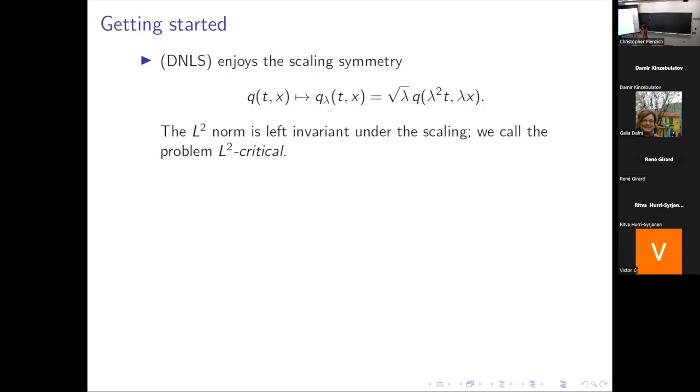Okay, so when we have a scaling symmetry, we ask ourselves which norm is left invariant under that scaling. And in this case, it is the L2 norm. So if I take the L2 norm of the rescaled solution, it's going to be exactly the same as the L2 norm of q. And for that, we call the problem L2 critical.